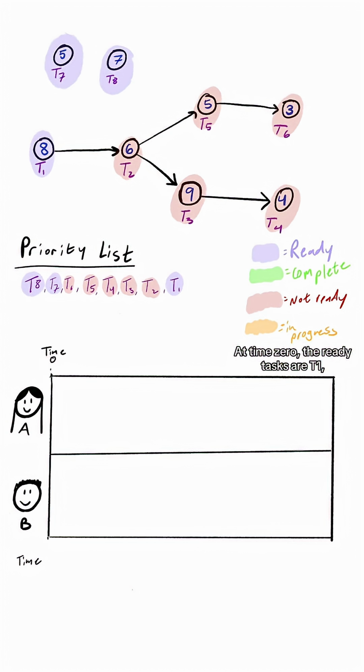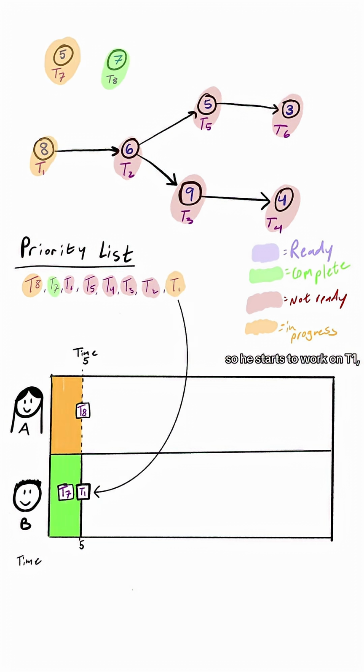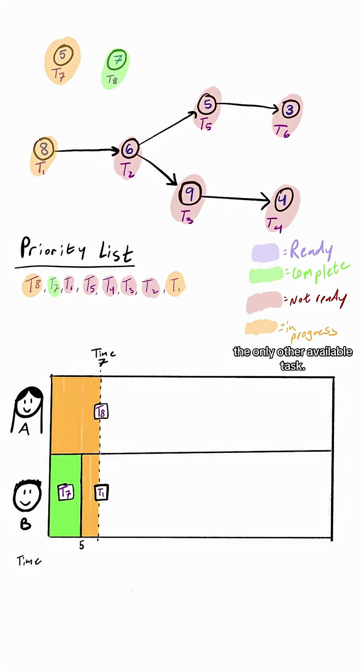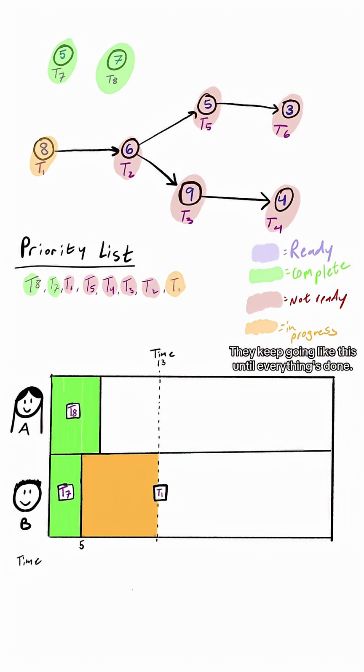At time 0, the ready tasks are T1, T7, and T8. According to our priority list, T8 is highest, so it goes to Alex. T7 is also ready, so it goes to Blake. Blake finishes his task before Alex finishes hers, so he starts to work on T1, the only other available task. But when Alex finishes her task, she has to wait for Blake to finish before picking up T2. They keep going like this until everything's done.